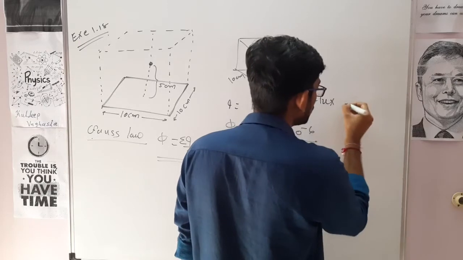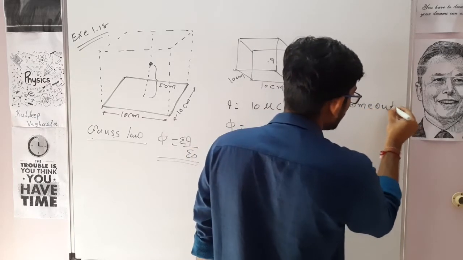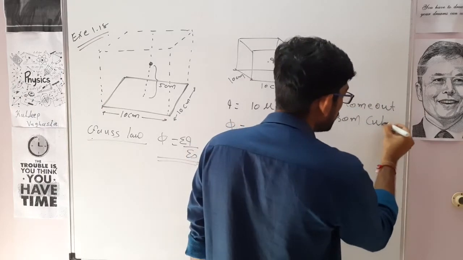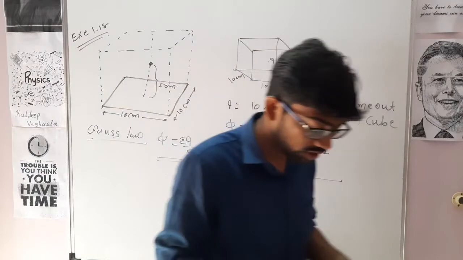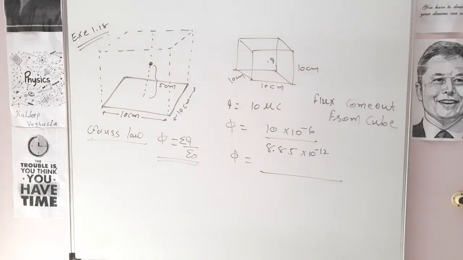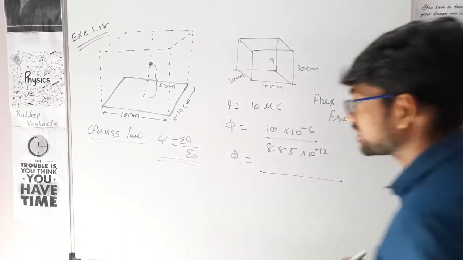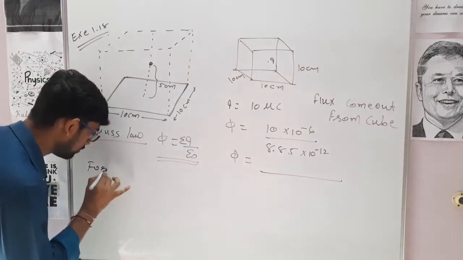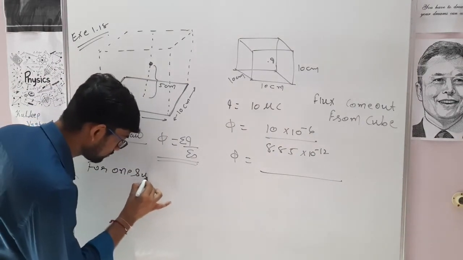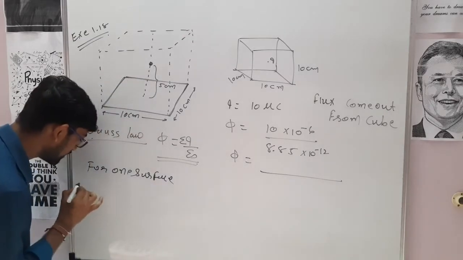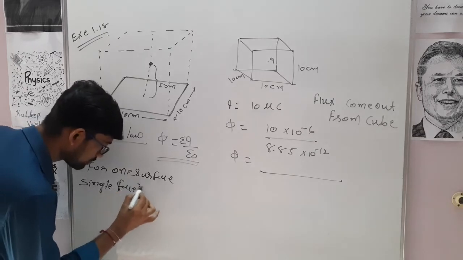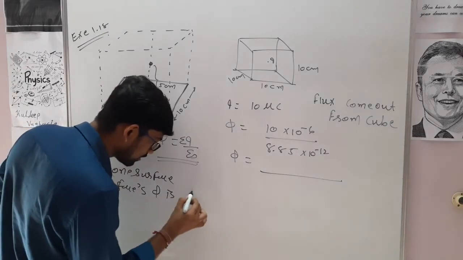Flux came out from the cube, but we have to find the flux through a single surface, so it should be divided by 6. So the flux that comes from the cube is this, so for one surface, the single face, the flux is 5 by 6.